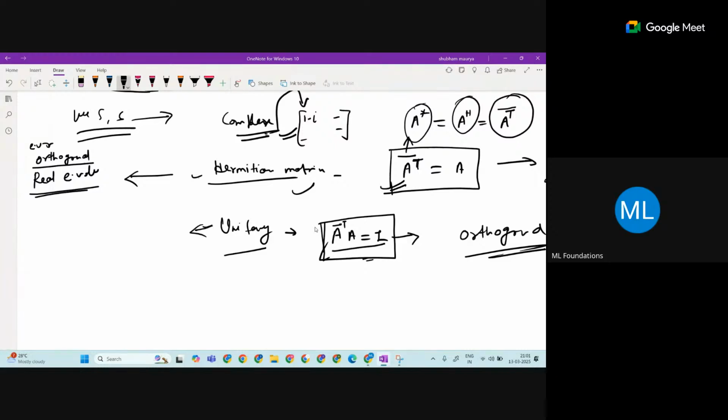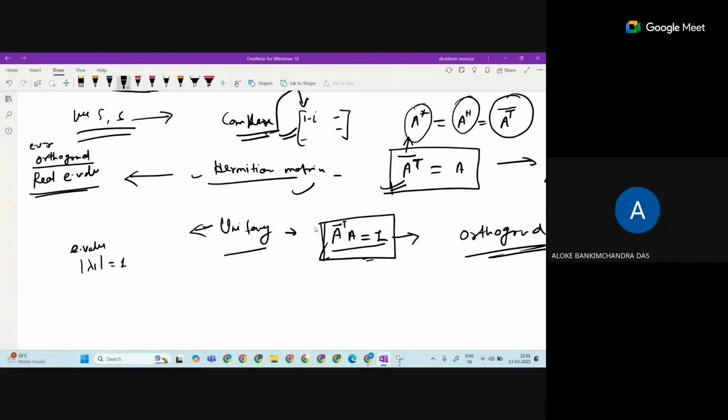The specific property is, if we find the eigenvalues, let's say lambda, and we find the modulus of it, it will always be 1. This is the property of a unitary matrix. That means it is orthonormal also? No, eigenvectors may not be orthonormal. I am saying this for the eigenvalue, this lambda is the eigenvalue.